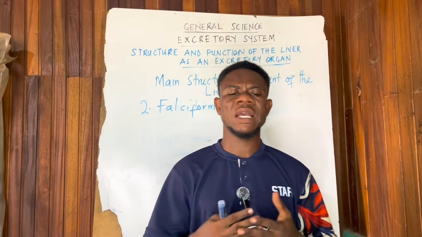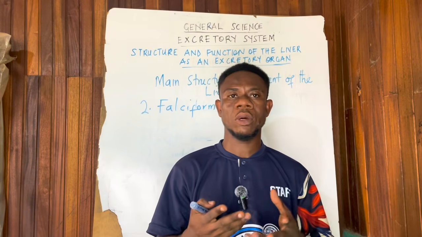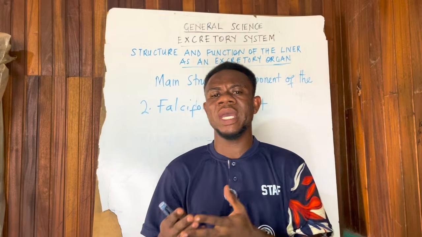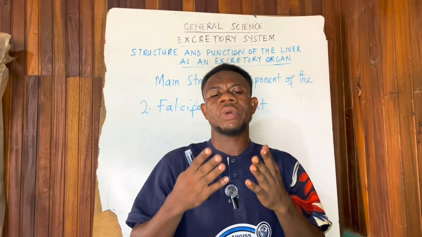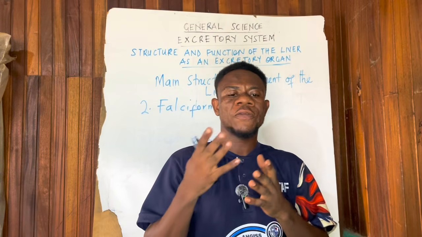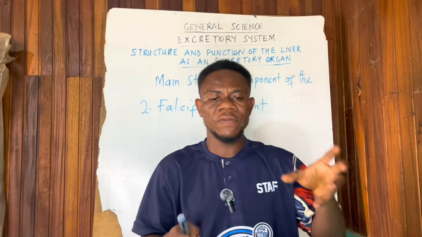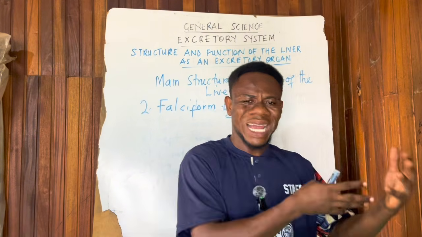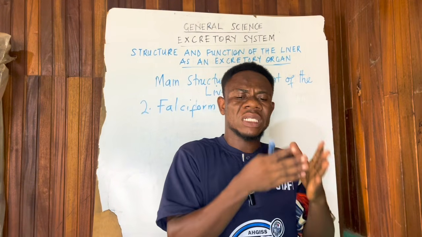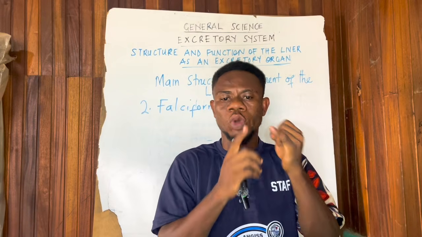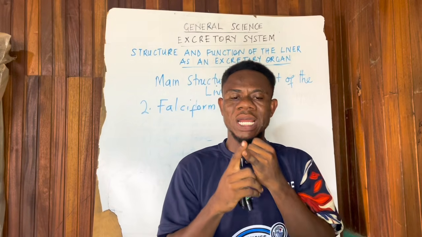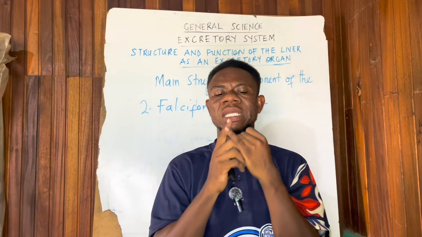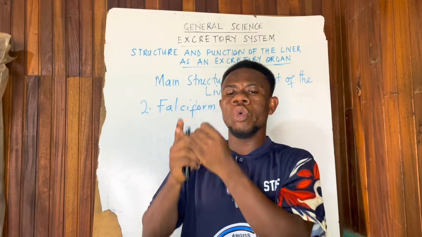Now the falciform ligament is a membrane. So it is a sickle-shaped ligament. Now the function of the falciform ligament is to divide the right and left lobes. Now its attachment: the falciform ligament connects the liver to the abdominal wall. That is the attachment of the falciform ligament.